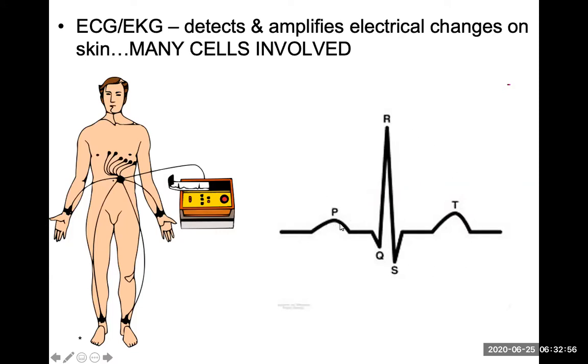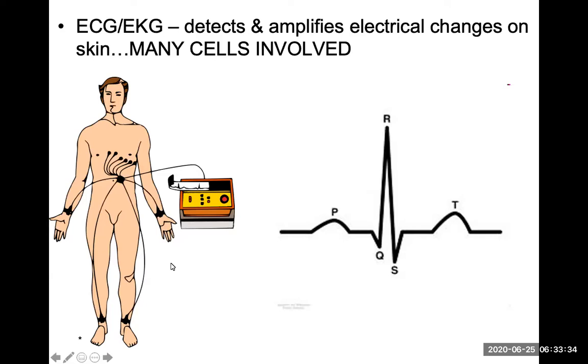The P wave itself measures depolarization of the atria, which happens right before atrial contraction. An electrical signal gets passed from the SA node to the AV node right before the atria contract. The QRS complex stands for ventricular depolarization, which means the depolarization of the ventricles when an electrical signal gets passed through them right before ventricular contraction. And then the T wave stands for ventricular repolarization, when everything in the ventricles goes back to normal.